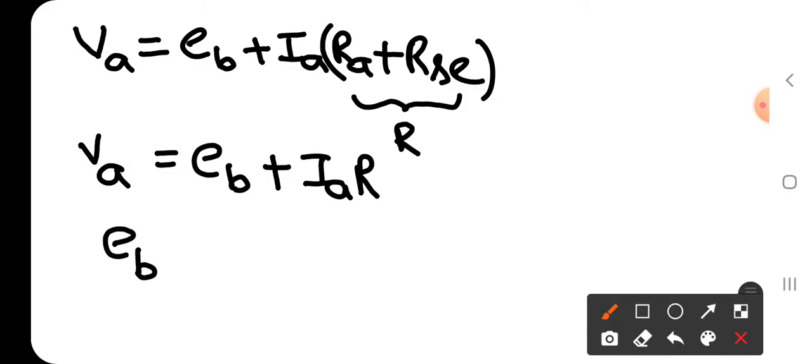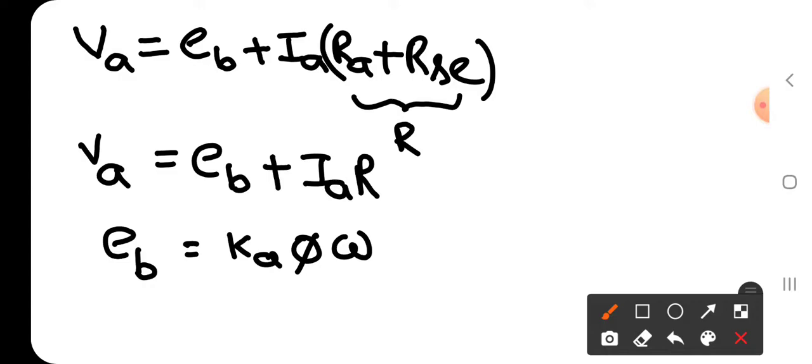Now what is EB? EB is equal to Ka phi into omega, as we have seen in previous sessions. Here phi is the flux, which is constant in the case of a separately excited motor and in the case of a shunt motor. But it is not constant for the series motor.